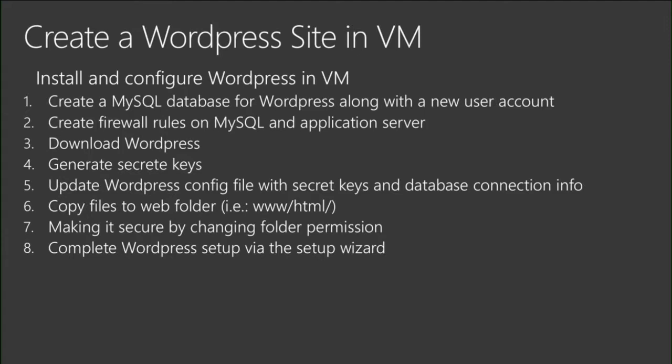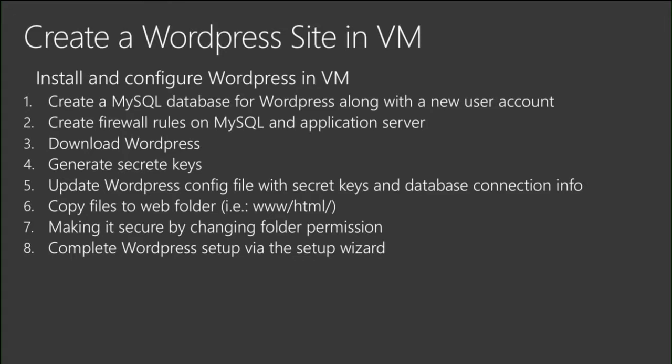We need to copy everything we just did to the web folder. In a Linux system, this is the www/html folder. And you also want to make it secure by changing the folder permissions. Lastly, to wrap things up, we're going to complete the WordPress website via the setup wizard. That sounds exhausting, doesn't it?